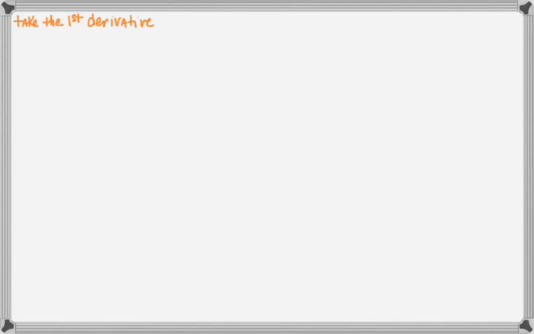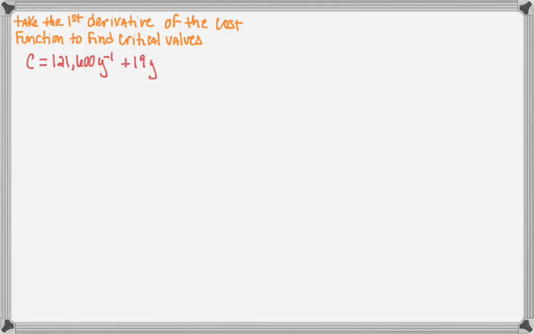So now we need to take the first derivative of the cost function to find critical values, because that's the only way we'll get the x or y values to minimize cost. Copying the cost function from before, I'm now ready to take the first derivative, which needs to be set equal to 0.